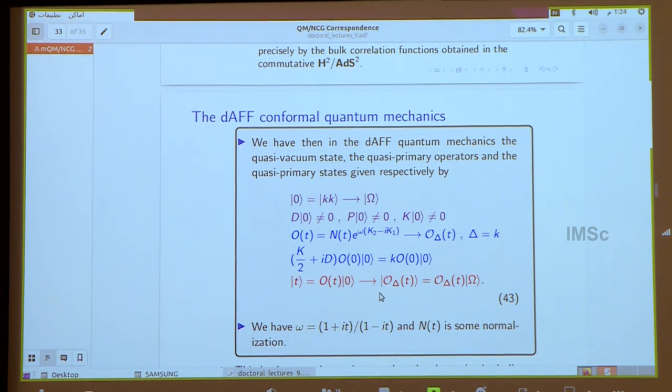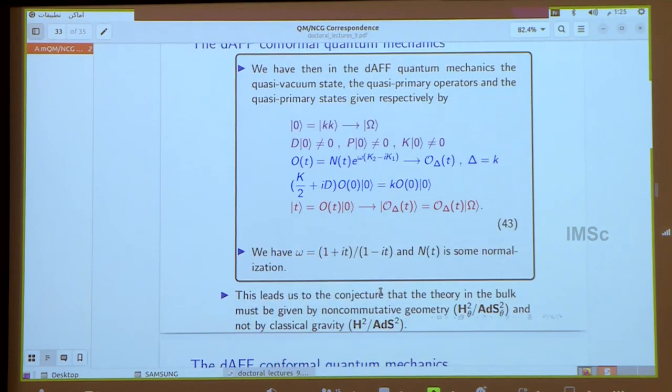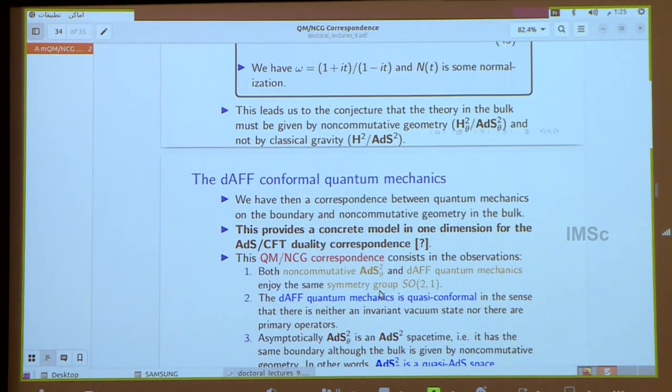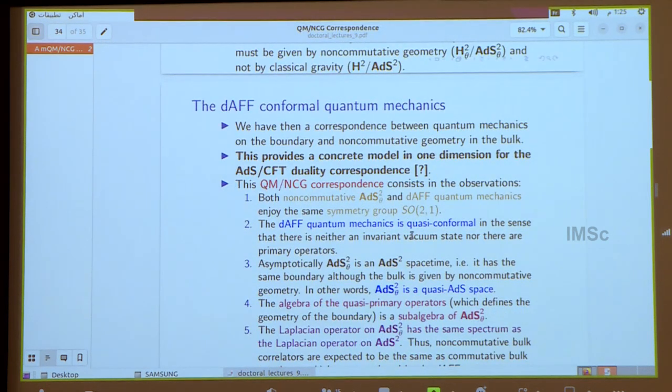So this DAFF quantum mechanics is really not exactly conformal. It is what I call quasi-conformal, in the same way that non-commutative AdS2 is not exactly conformal. It is only asymptotically AdS. So this is the idea of this correspondence between quantum mechanics on one side and AdS2 on the other side. The quantum mechanics is only quasi-conformal, and the AdS2 in the bulk must also be quasi-AdS, quasi-conformal, which is given by AdS2 theta.